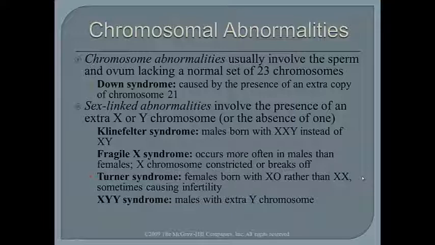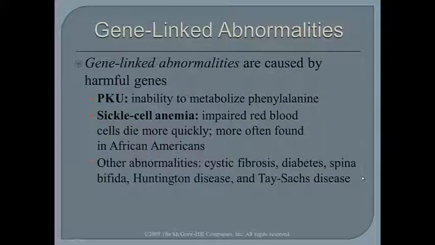XYY syndrome occurs in males with an extra Y chromosome. It was once believed that males born with XYY were aggressive and violent. However, this has been disproven. Gene-linked abnormalities are caused by harmful genes. PKU is caused by an inability to metabolize the amino acid contained in many proteins. It can cause severe damage to the central nervous system in the first year of life. If untreated, it can cause mental retardation and hyperactivity.